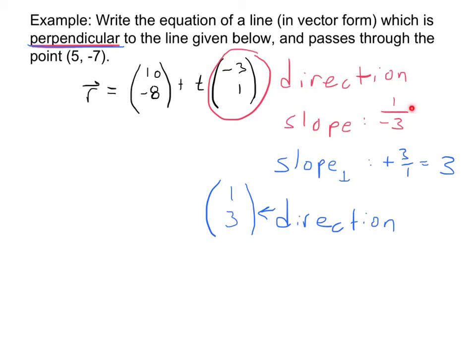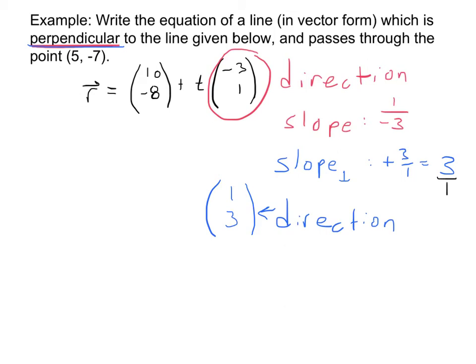Then we made it perpendicular. We flipped it over again and changed the sign. And that gave us 3. Note that 3 is really 3 over 1. Then, when I went from that slope back to the direction again, I take this 3 over 1 and I change it into 1 over 3. I'm flipping it back over again.